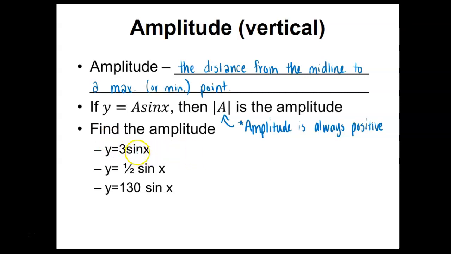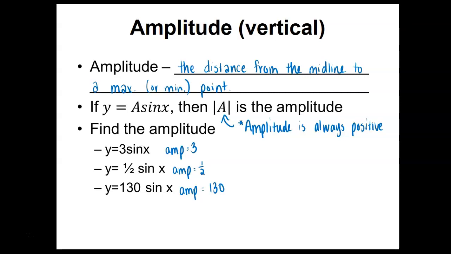So amplitude's super simple to find. It's just the number in front. So like for this first example, our amplitude is 3. In the next example, our amplitude is 1/2. And for the last example, our amplitude is 130. So whatever number is in front of your sine or cosine function, that is your amplitude.